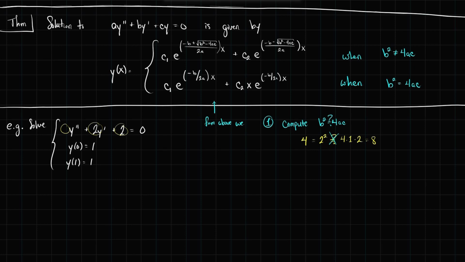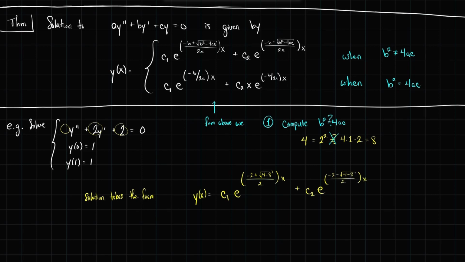And when they're not equal, we can go ahead and work with our top case, which is kind of the generic case. And so we immediately have that our solution takes the form y of x is equal to the top row. Okay, so we're looking at that top row because b squared is not equal to 4ac. c1 e to the negative b, so negative 2, plus the square root of b squared is 4 minus 4ac is 4 minus 8, all divided by 2, x plus c2 e to the negative b minus the square root of 4 minus 8 all over 2x.